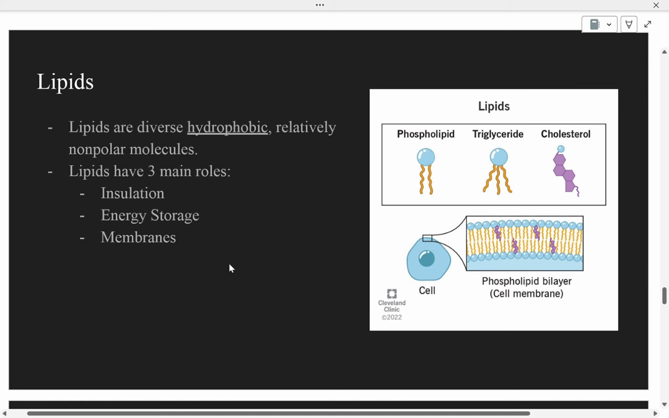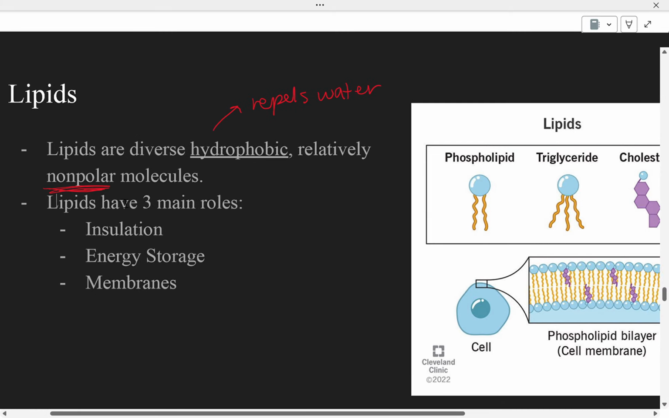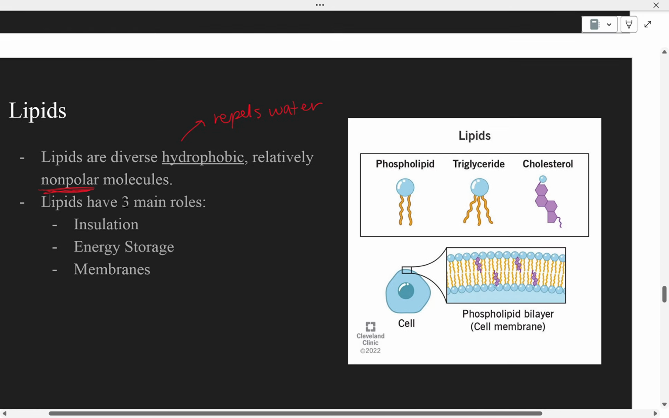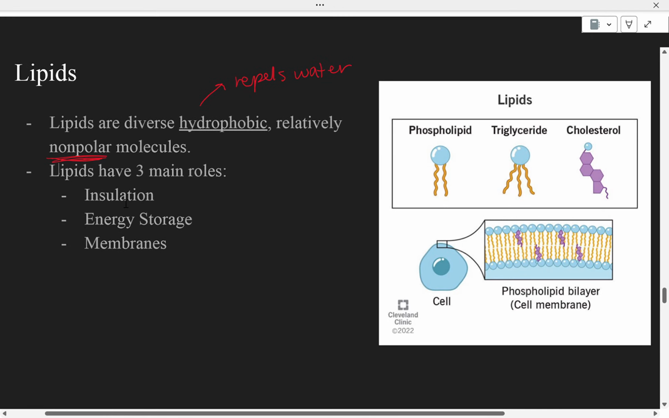So lipids. Lipids are a very diverse group of hydrophobic molecules that are relatively nonpolar. So let's look at what that means. If you remember, hydrophobic just means repels water. And if you haven't taken chemistry yet, this nonpolar won't mean that much to you, so it's okay if you don't understand that right now. But eventually you should get to that in chemistry.